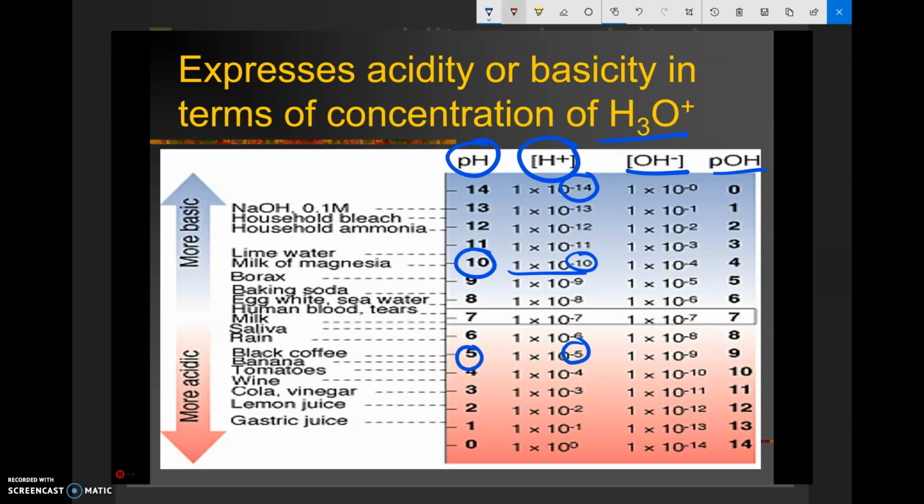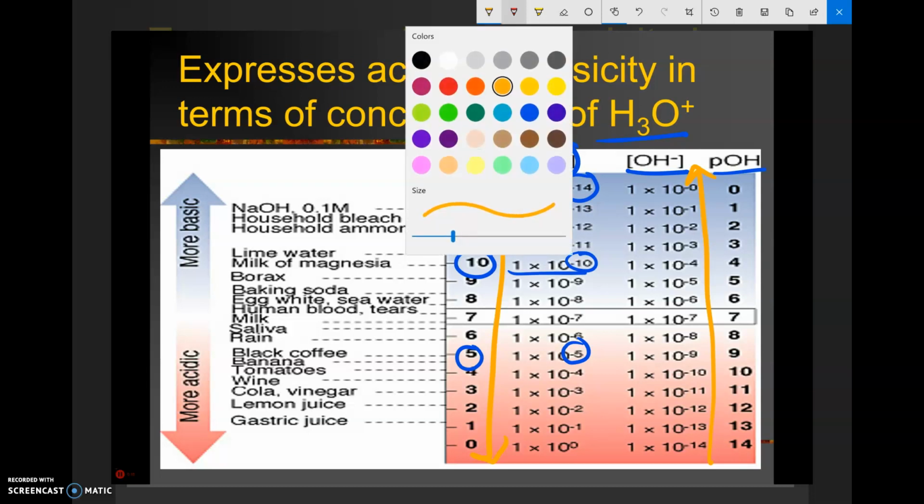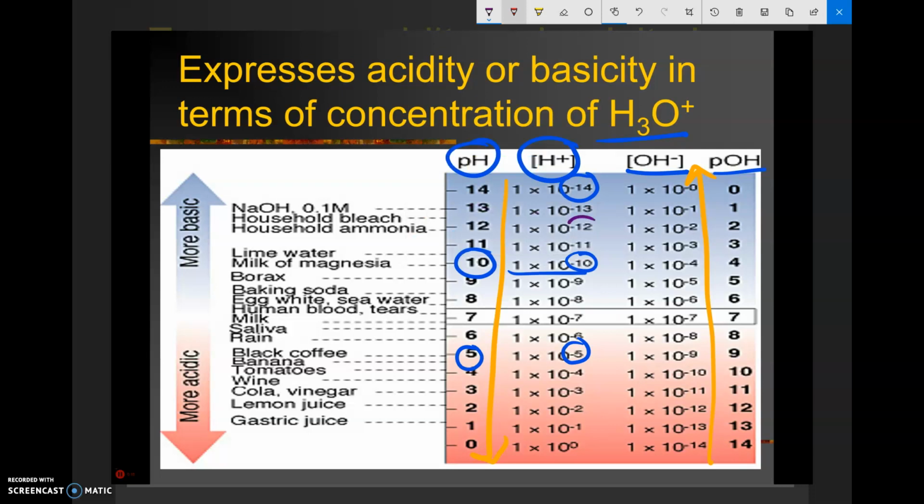And then you can also notice here that your hydrogen ions are inversely proportional to your hydroxide. So here, our hydrogen is increasing as we go down, and our hydroxide increases as we go up. So they are inversely proportional. Another thing to notice here is that our numbers on the hydrogen ion concentration and the hydroxide always add up to a negative 14. So here's our negative 7, that equals negative 14. Negative 3, negative 11 equals a negative 14.